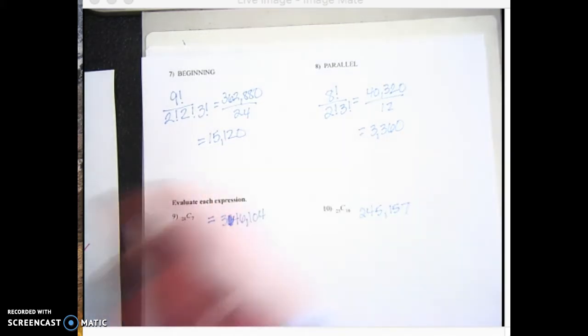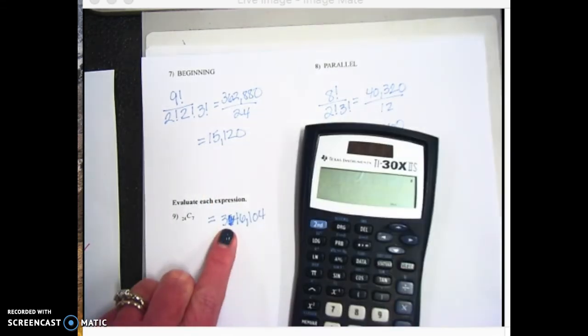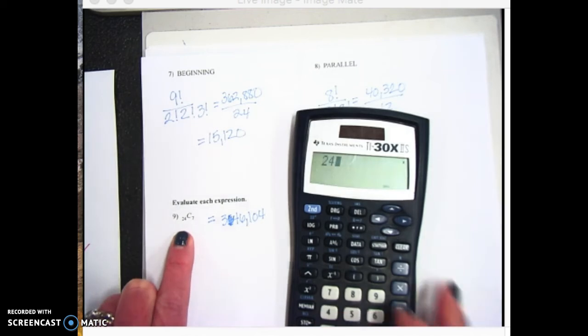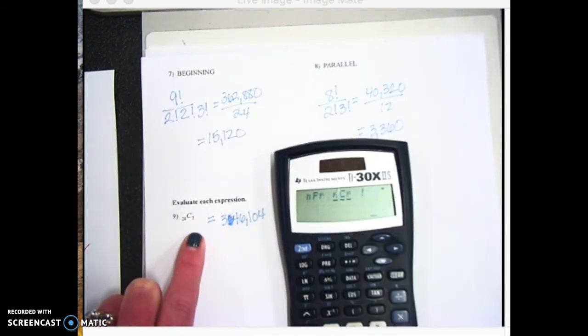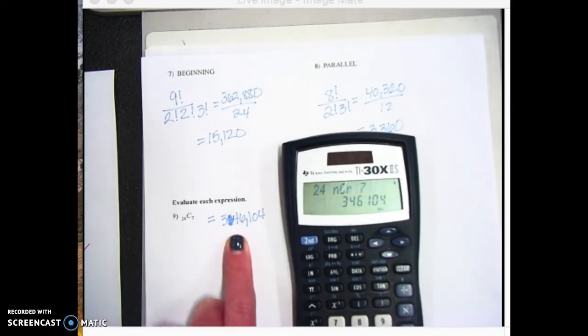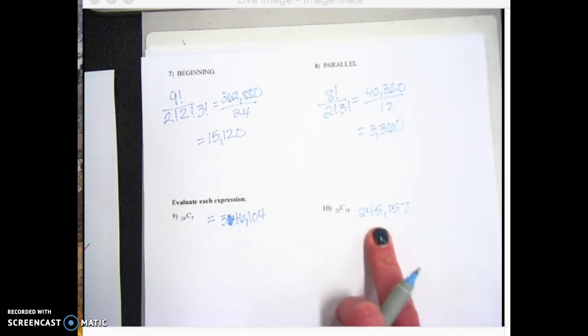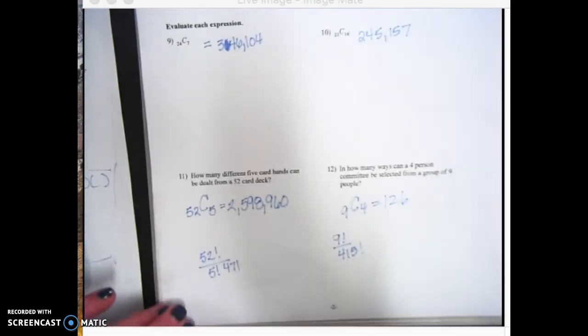For number 9, you simply want to learn how to type that in your calculator. So you're going to go 24, go to the probability button, arrow over to the combinations, select it, and then 7, so 24, choose 7, hit the equals, and you should get 346,104. I did this one in my calculator as well.